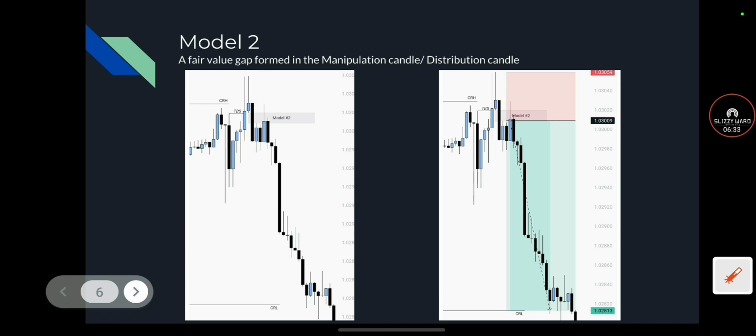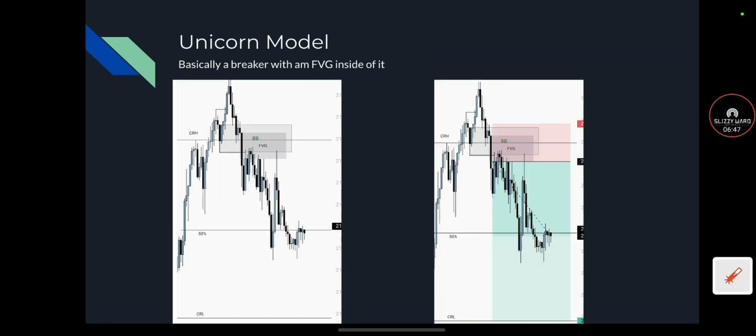Now let's move to the next and last example, the unicorn model, and it is basically a breaker block with an FVG inside of it. In this example here, we can see we have a candle range high with a 50% and candle range low, and price swept this high right here, swing high, closed below it. It was an order block which failed, closed below it as a breaker, and we also have a fair value gap inside this breaker right there.